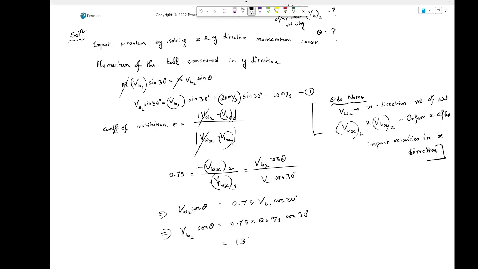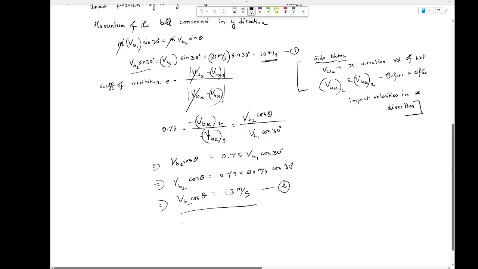Okay, I'm gonna have this thing 13 meters per second. That is my V2 cos theta. Now, how am I gonna find it? If you notice, I do have this thing here, and I have this V2 sine 30, and this would be written as equation 2, and this would be written as equation 1. Equation 1 could be rewritten here: V2 sine 30 equals 10 meters per second. I'm gonna name it 1 again, right?